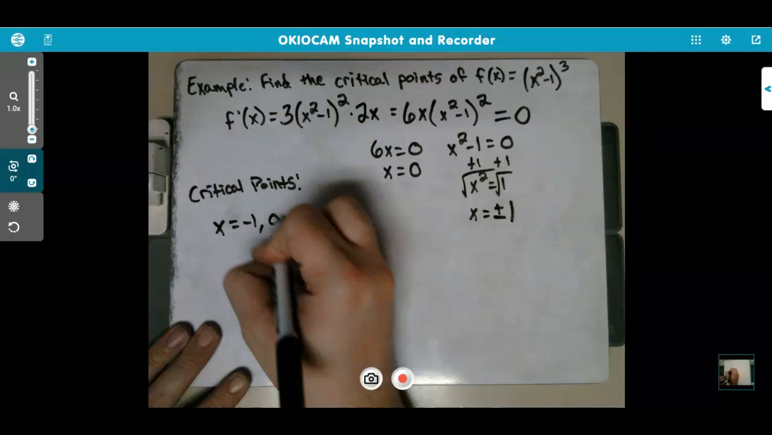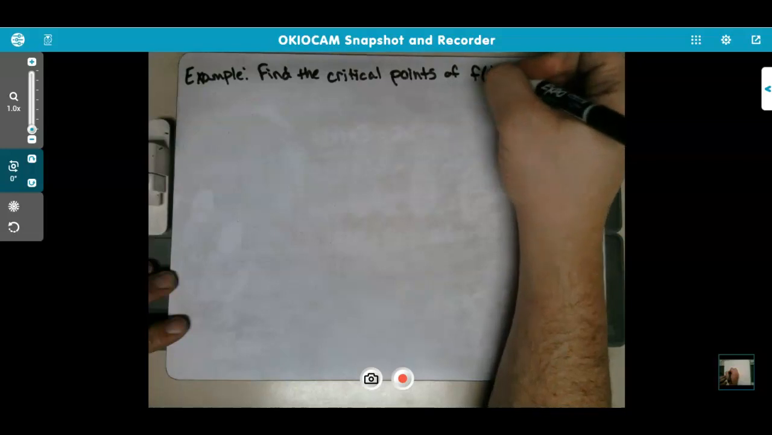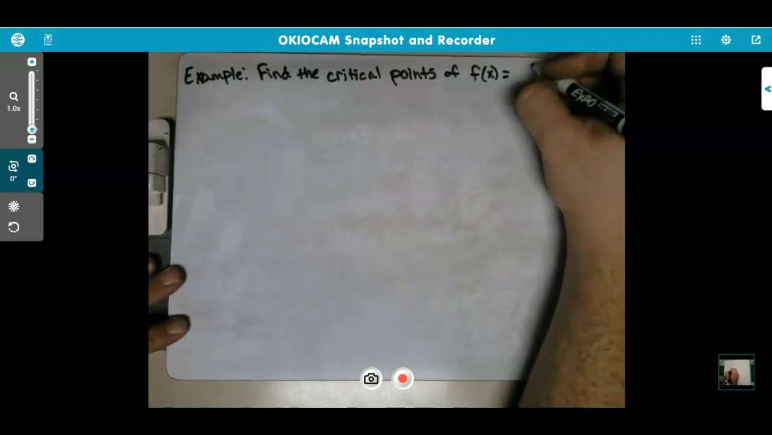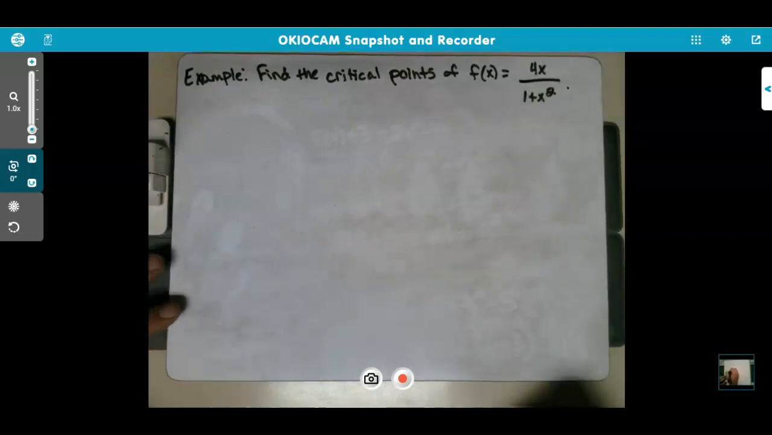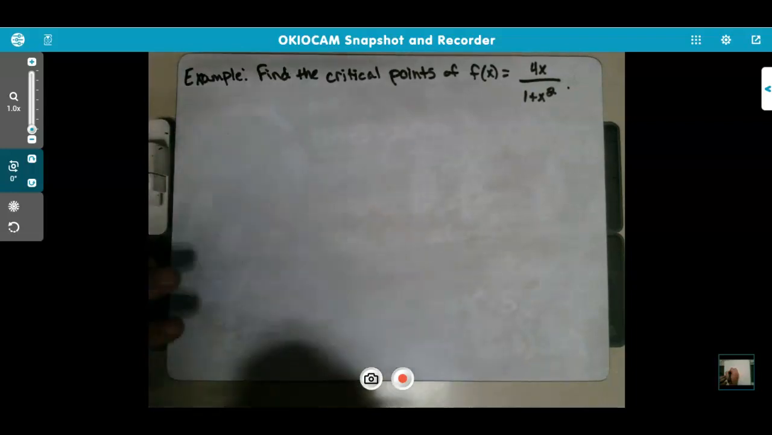Find the critical points of the function f of x equals 4x over 1 plus x squared. So again, let's find the derivative of that.